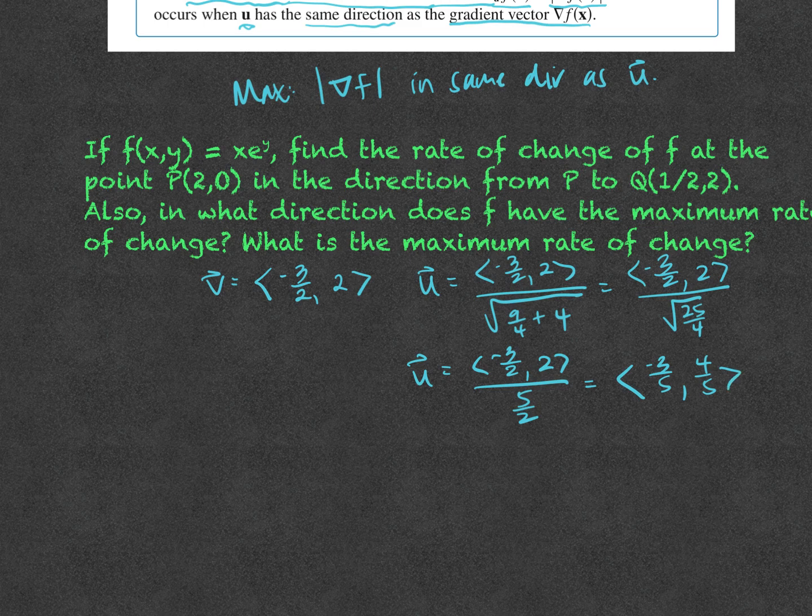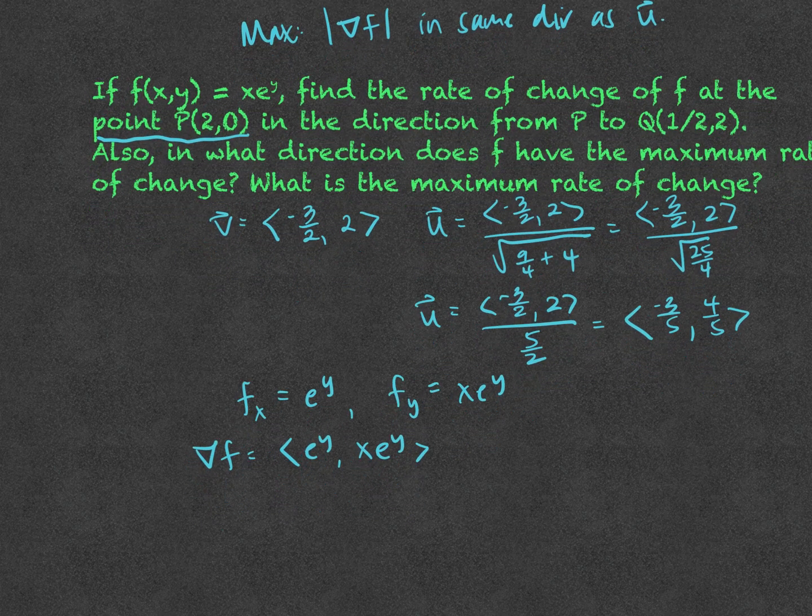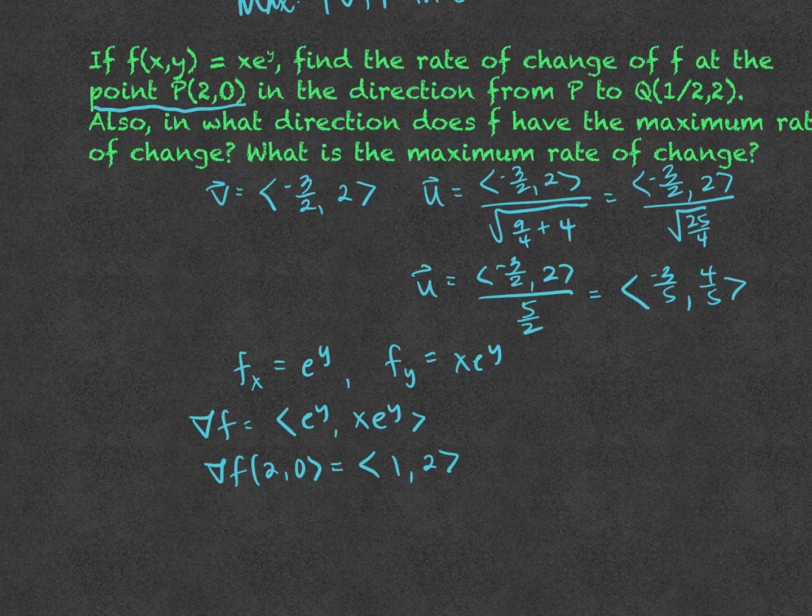We need the gradient. So let's start with our partial with respect to x. The derivative of x is 1, and we have e to the y. The derivative with respect to y is e to the y, and we keep the x. So that means our gradient is e to the y, and the second component is x e to the y. So our gradient at the point 2, 0, because we're supposed to be using this point P, is e to the 0 is 1, and 2 times 1 is 2. So that's our gradient.